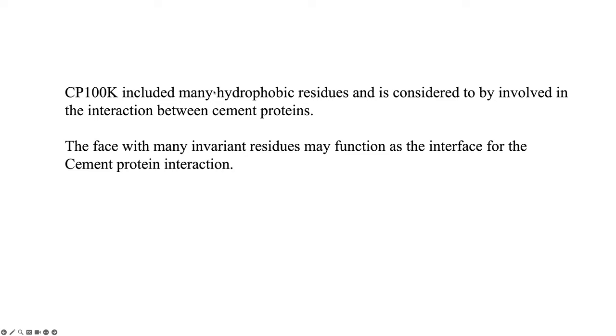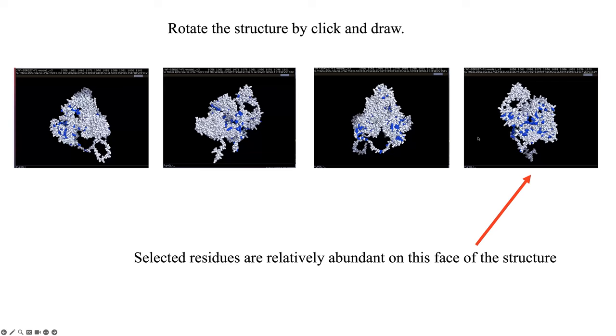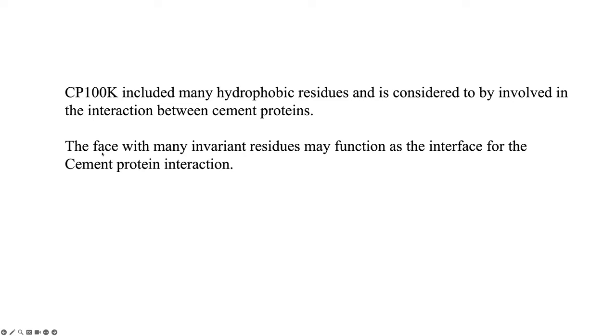So CP100K includes many hydrophobic residues and is considered to be involved in the interaction between cement proteins. Relatively many invariant residues are mapped on this face. So this face, with many invariant residues, may function as the interface for the cement protein interaction.